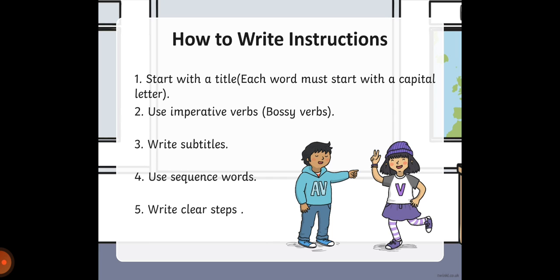What's the meaning of clear steps? Clear steps are steps that can be easily followed. They are not so long that someone who reads your steps gets confused. Your steps need to be not very short and not very long, so they don't confuse people. So you need to write them in a very clear way, and always keep in mind that the person who's reading this instruction doesn't know how to make this thing. That's why he is reading this instruction text, to know how to make this thing.